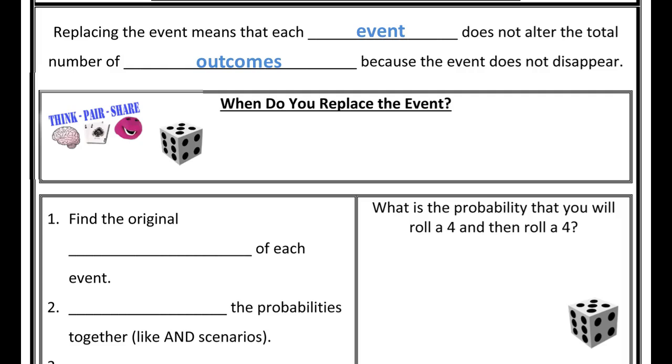When I roll a die, for example, brainstorm other situations where the total number of outcomes does not change in a probability experiment.